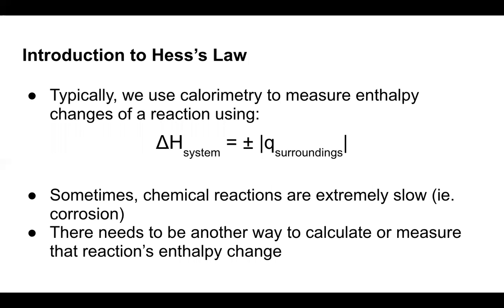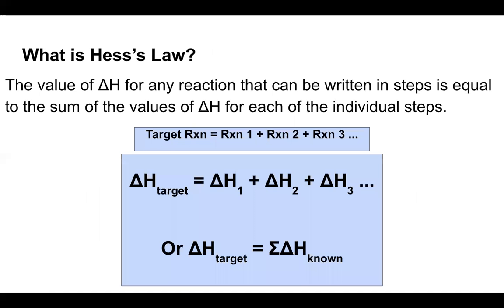However, oftentimes chemical reactions are extremely slow. So, for example, if we wanted to measure the enthalpy change of corrosion, it would be really hard to do that because that actual reaction is really slow. It's going to take a really long time for you to actually carry out that experiment. So there needs to be a different way for us to get the enthalpy change of certain reactions. And so that's where Hess's law comes in.